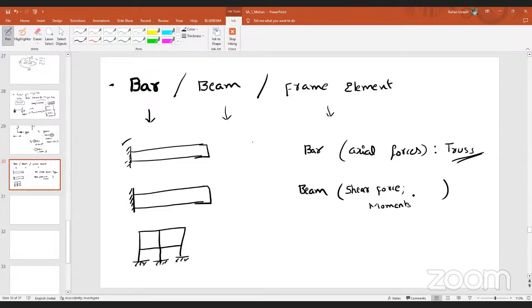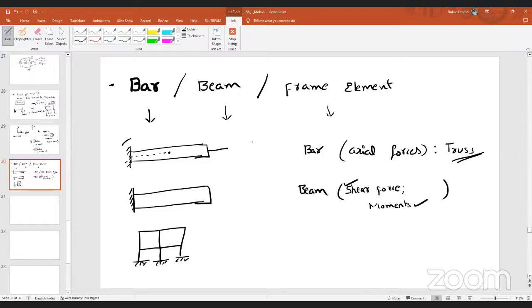Usually, in most of the cases, we will treat beam elements as very, very axially rigid. Axially rigid means you don't have any elongation. They just move as a rigid body along the axial direction of the beam. So if you are talking about a beam, in most of the cases, I will tell you why I'm saying most of the cases in the coming sessions. But in most of the cases, a beam will resist the shear forces and moments.